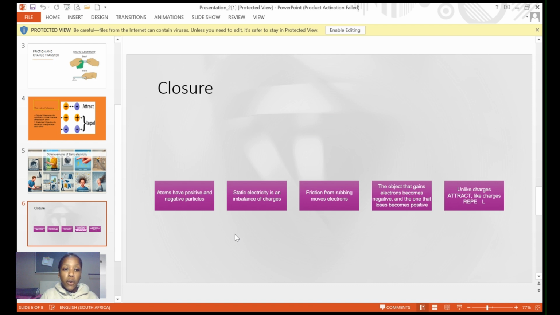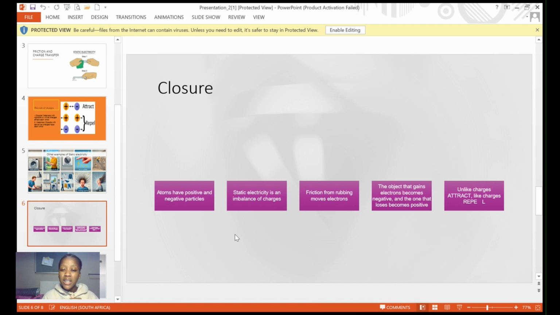Then we have come to the closure. That's when we're going to recap what we have learned today. Remember when we started, we said atoms have positive and negative particles. That's when we saw that the structure of an atom had positive and negative particles. Positive, which are protons, while negative charges, which are what? Which are electrons. And again, static electricity is an imbalance of the charges.